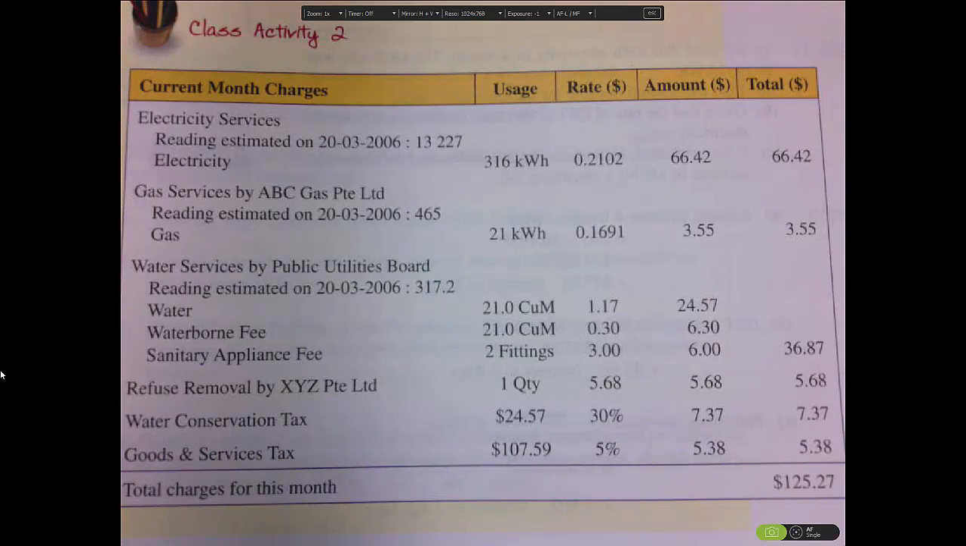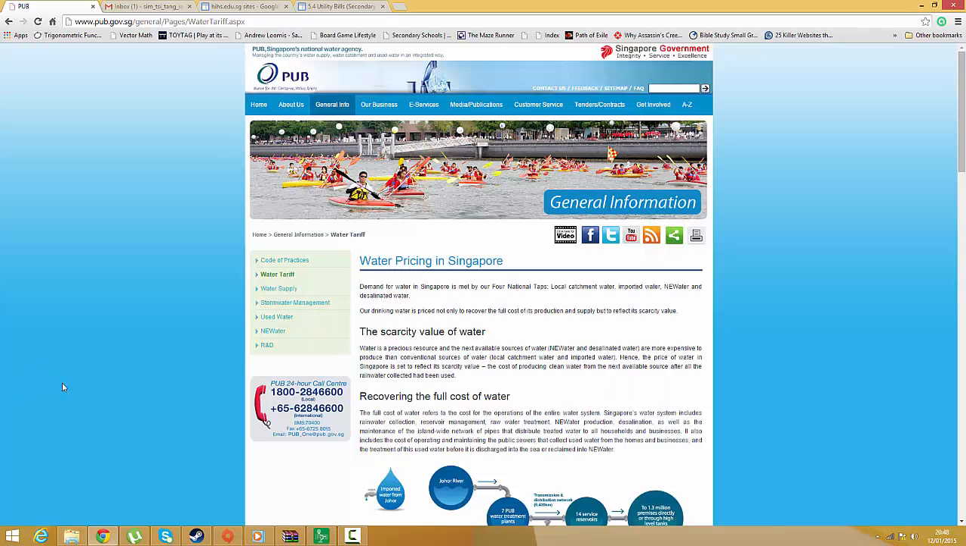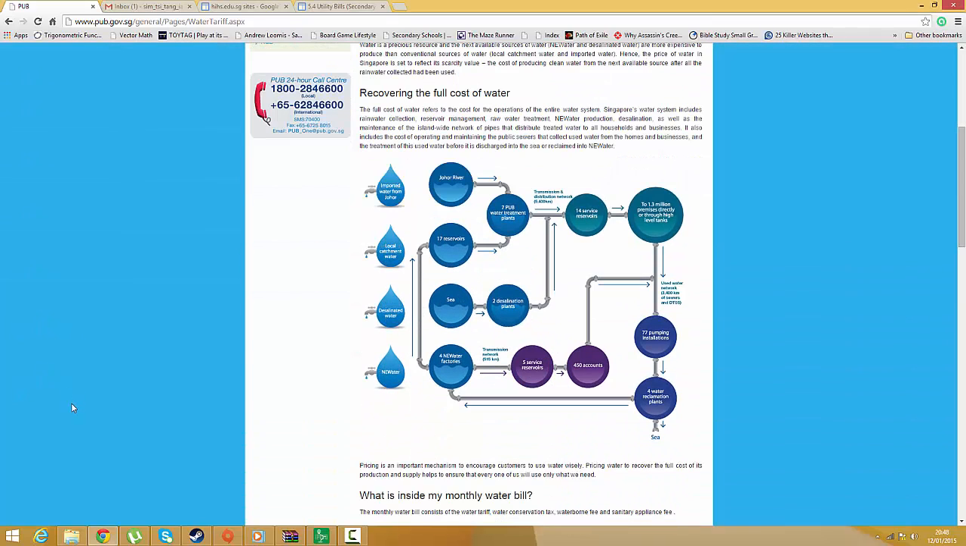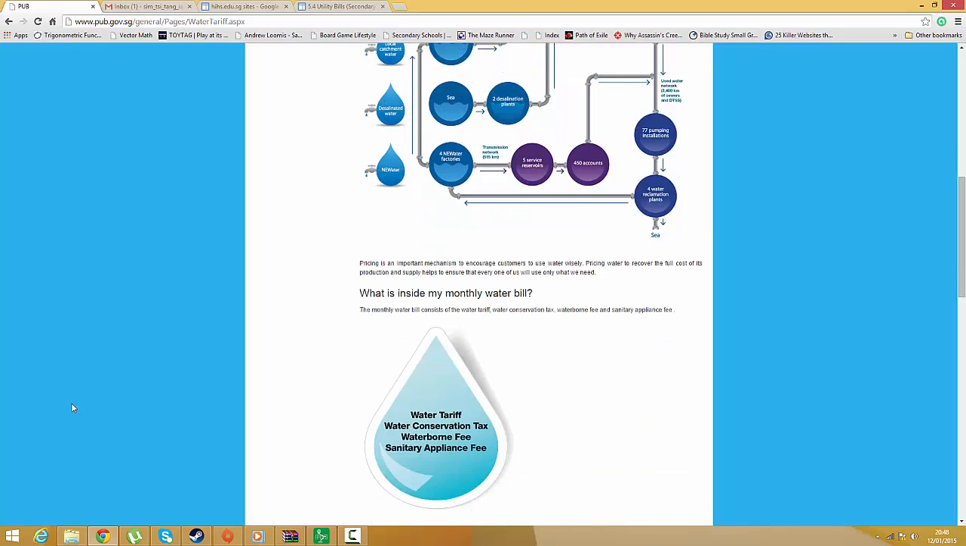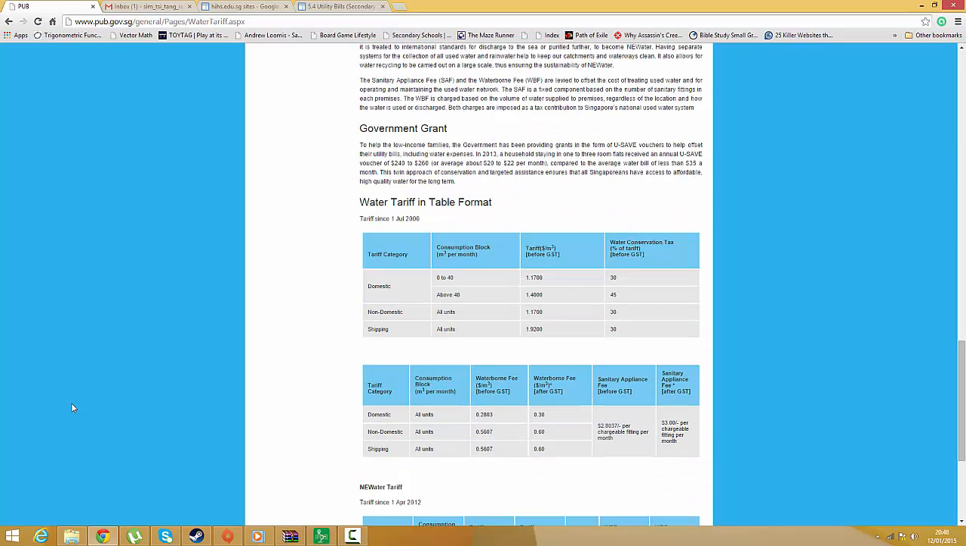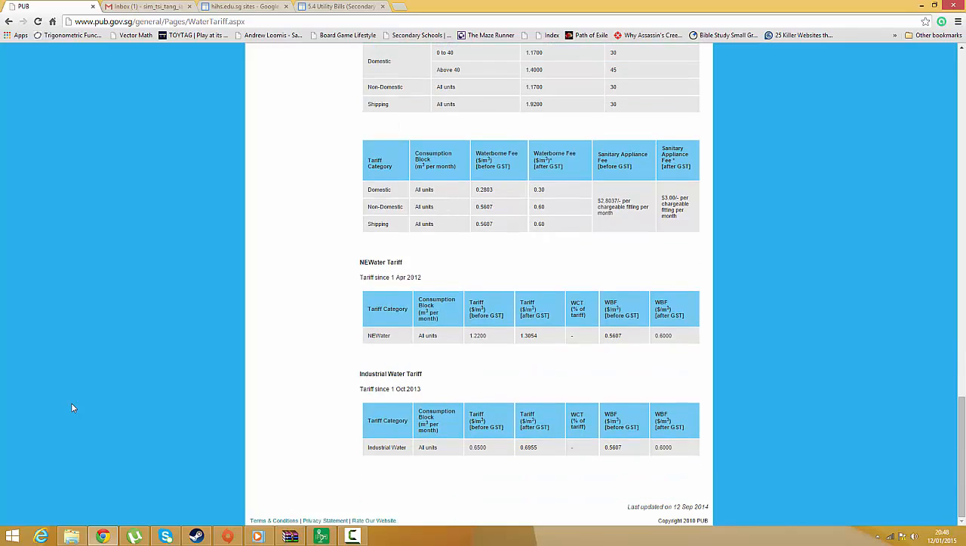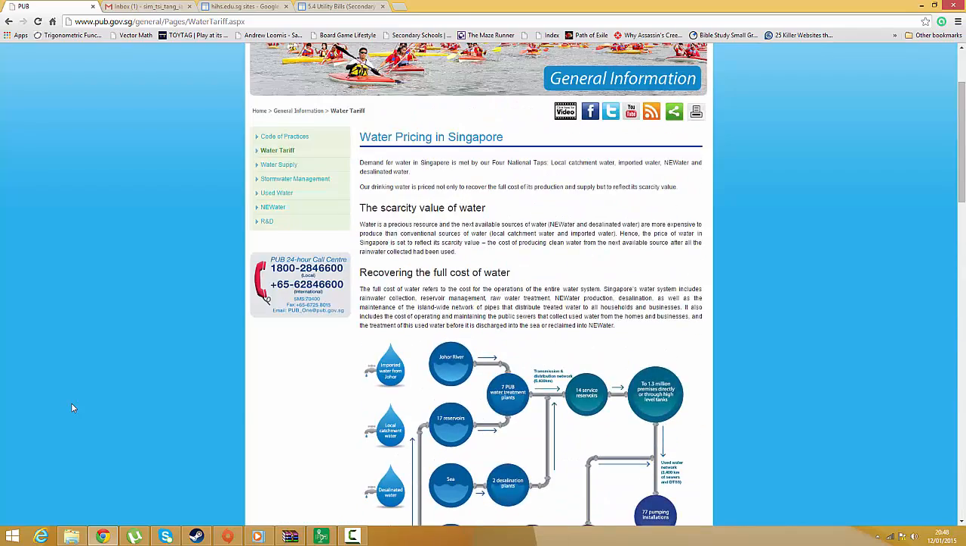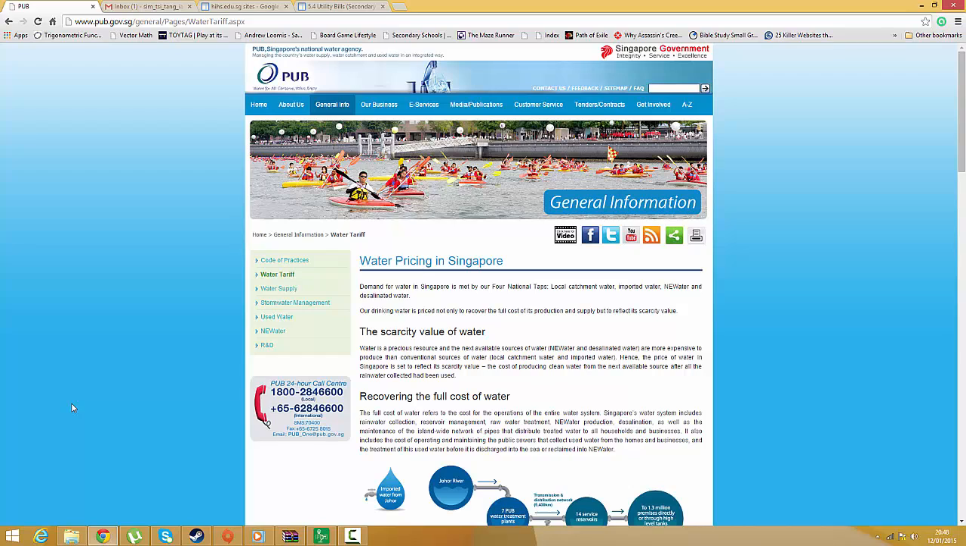If you look at my list of references, I've given you a link there. You can go to the PUB website to learn more about what goes into your water bill. Let me show you the website now. Notice they have all these nice diagrams over here, talking about the water tariff, tax, the government grant, and they have these nice tables to explain what you're actually paying for.